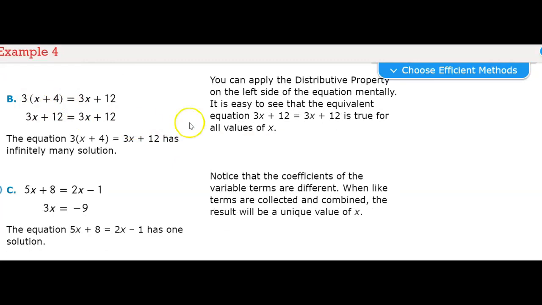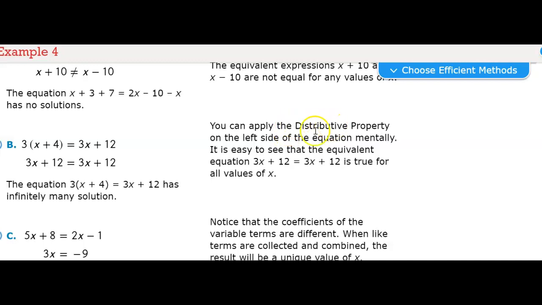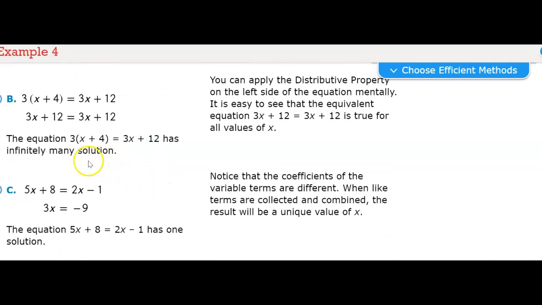Part B. 3 times the quantity x plus 4 equals 3 times x plus 12. So you can apply the distributive property here on this side. So you have 3 times x plus 12. And then they're actually equal to each other. So there are infinitely many solutions.